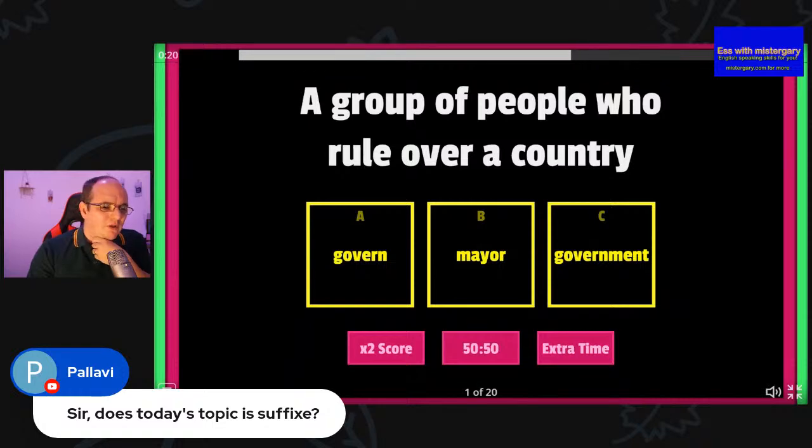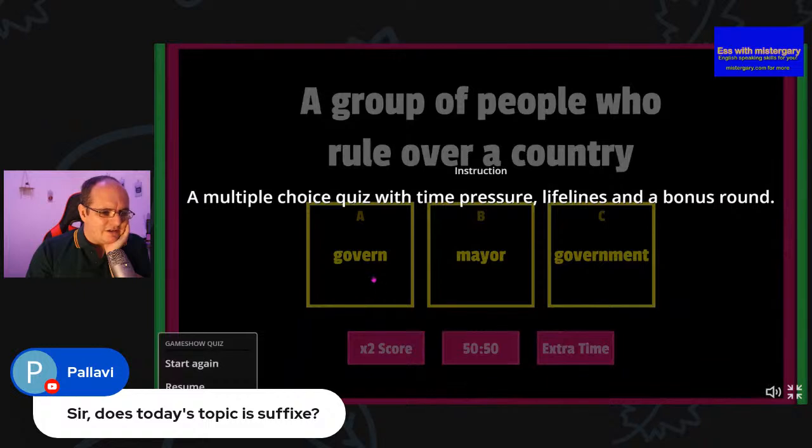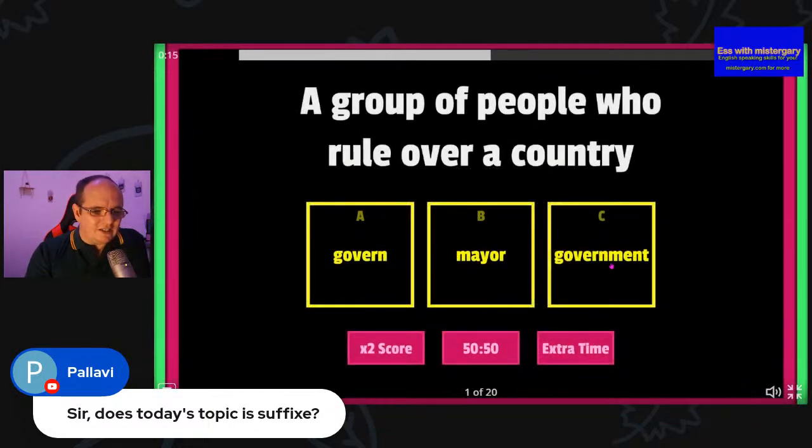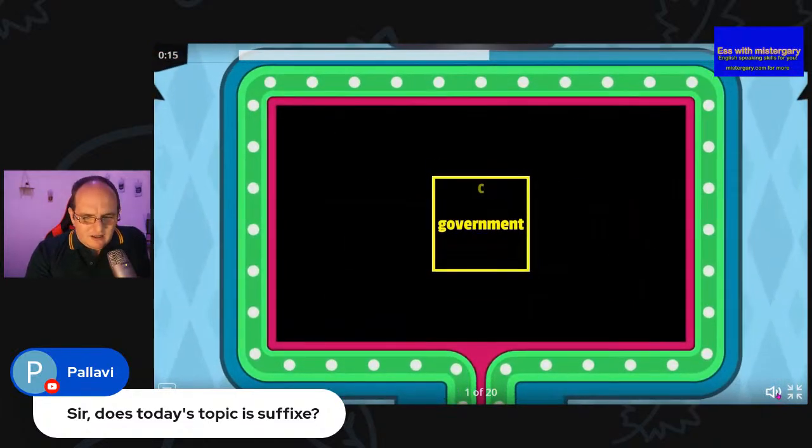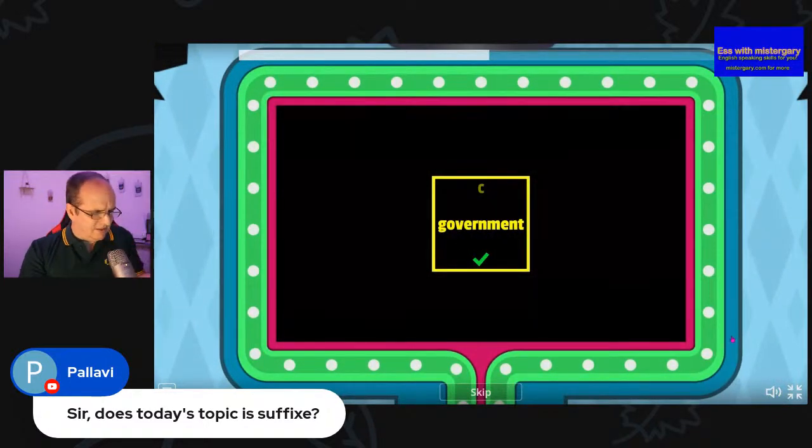A group of people who rule over a country. Okay, are they govern? Is it the mayor or is it the government? A group of people who rule over a country. What's the answer to that one, chat? Any ideas? Government is the correct answer, I think, there. Well done.